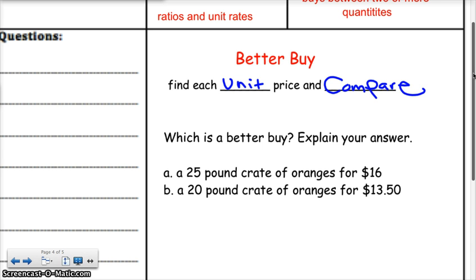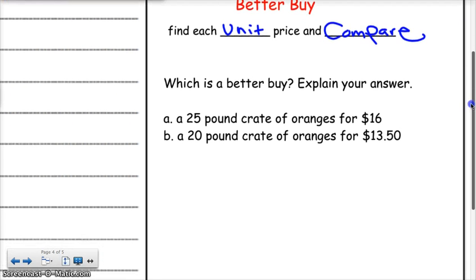All right, and it's not always the cheapest to buy the most. It's not always. So I don't want you to look at these two problems and think the 25-pound crate is the cheapest. It might be in this instance, I don't remember, okay? But it's not always that way. You have to follow the procedure of find each unit price.